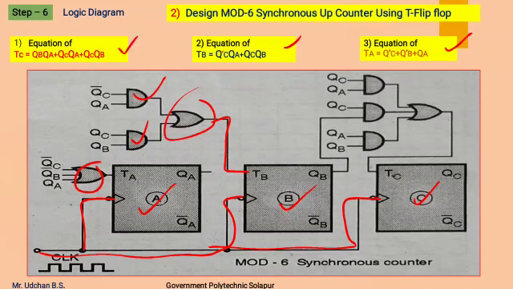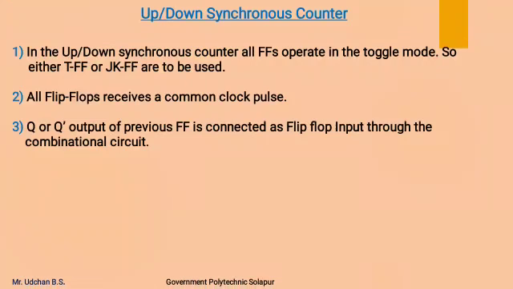And after that, for TC, QB QA is formed with this AND gate, QC QA is formed with this AND gate, and QC QB is formed with this AND gate. And to add all these three terms, another OR gate is used, whose output is connected to the TC input of flip-flop C. So this is how we can design the Mod 6 synchronous up counter.